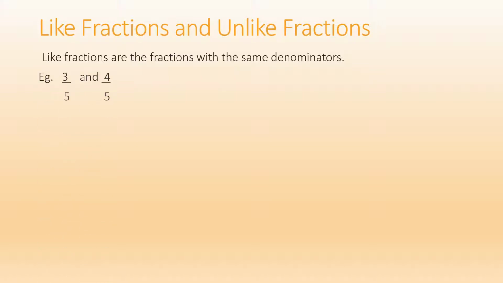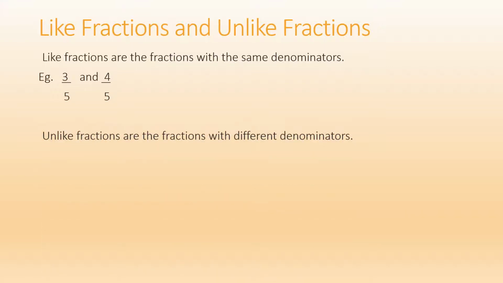Now, children, let us understand like fractions and unlike fractions. Like fractions are the fractions with the same denominators. That means the denominators are same in this fraction. Let us see with the examples. 3/5 or 3 upon 5 and 4/5, that is 4 upon 5. What is the common here? Here the denominators are same, that is 5. See, in both the fractions 5 is the common denominator. That means this is a like fraction.